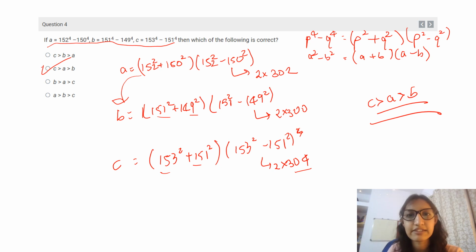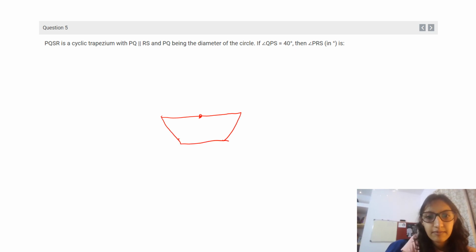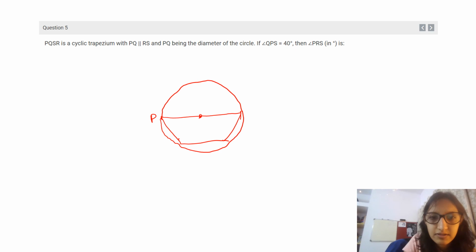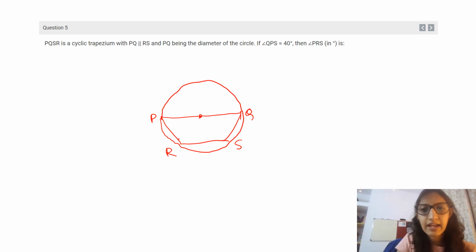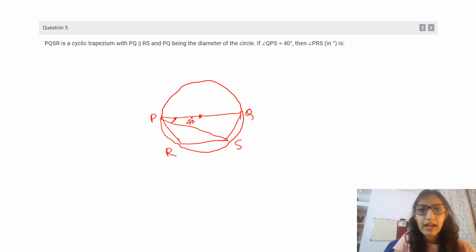Okay, so this was simple. Let's move on. For this question, it's mentioned PQRS is a cyclic trapezium. So this is PQ, and PQ is the diameter of a circle. So assuming this to be the center, pardon my drawing please, okay, so this is PQ and RS is parallel. So this is the one, and angle QPS, that means this angle, is 40 degrees, and this is the diameter.